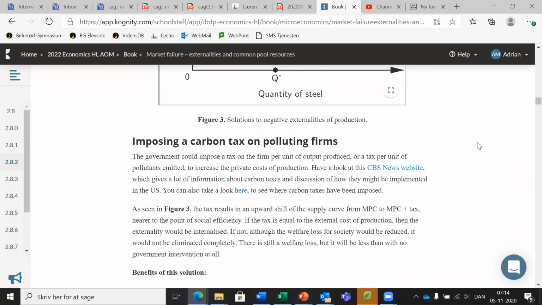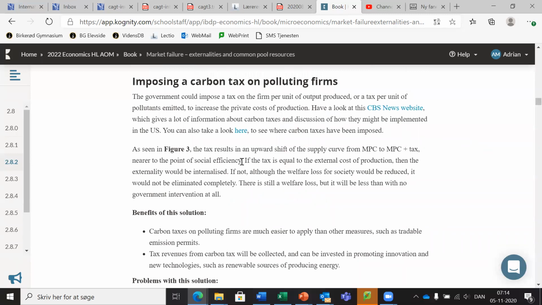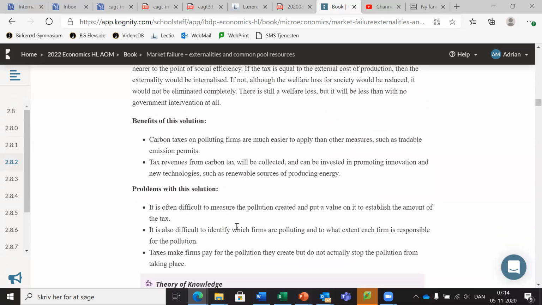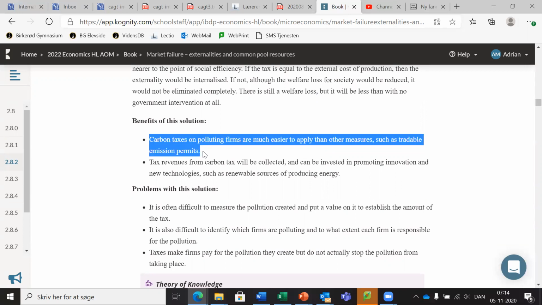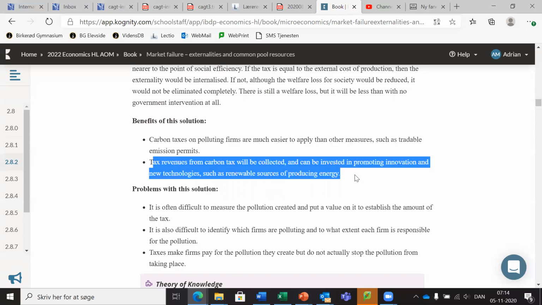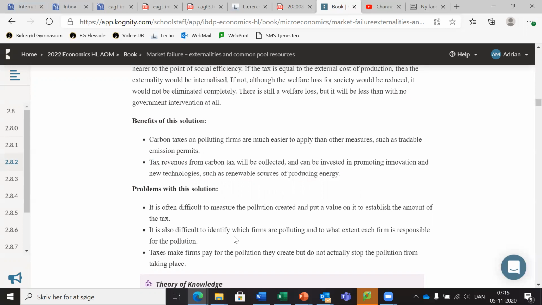And we'll talk about that on the evaluation. So here we talk about what we do on the evaluation, and then the benefits of the solution. For taxes, the benefits are, I mean, taxes are easier to apply than other more sophisticated measures like these tradable emission permits, which we'll talk more about the next day. So they're relatively straightforward to apply. So basically, a benefit always for tax is simple to implement. And then the second thing here, tax revenues can be invested in promoting innovation and new technologies. So basically, you earn a revenue, you can use that for investing in something else.